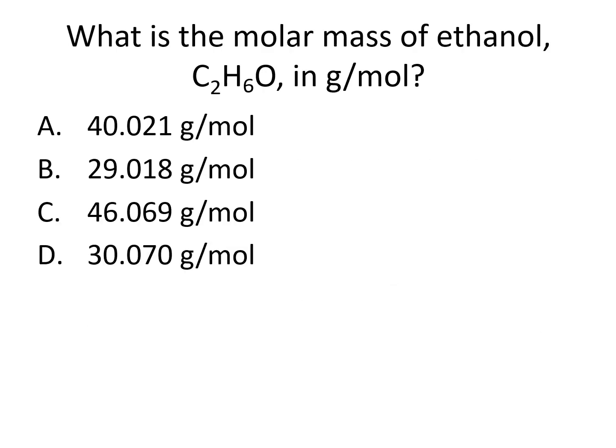What is the molar mass of ethanol, C2H6O, in grams per mole? Is it A, 40.021 grams per mole, B, 29.018 grams per mole, C, 46.069 grams per mole, or D, 30.070 grams per mole?